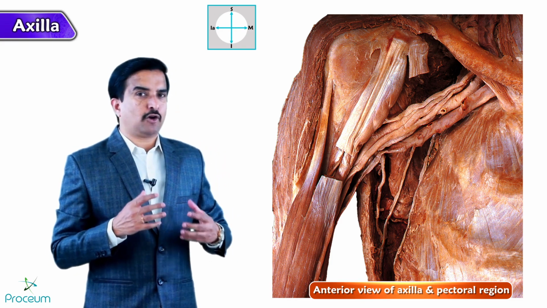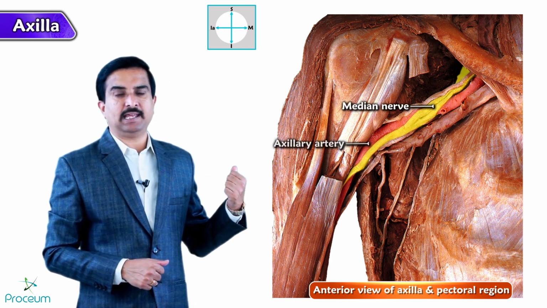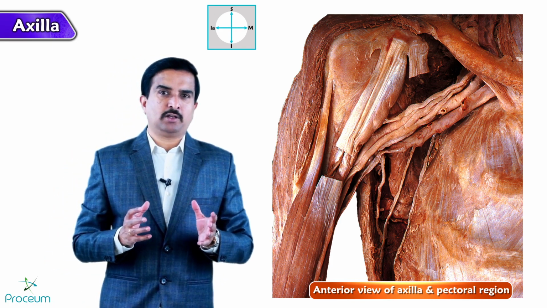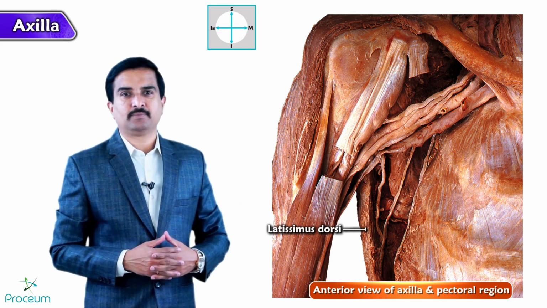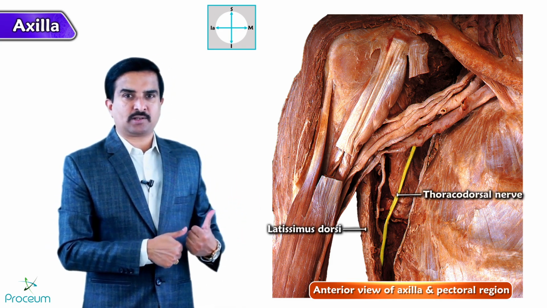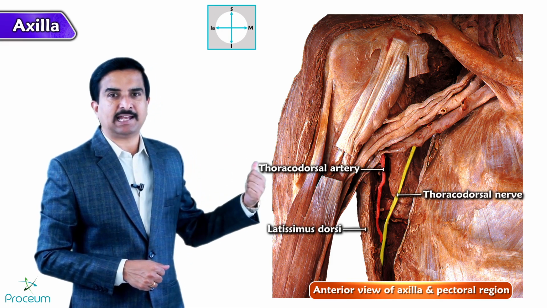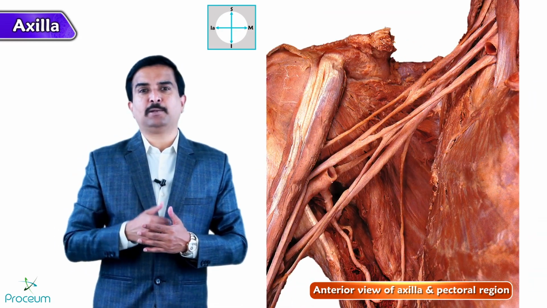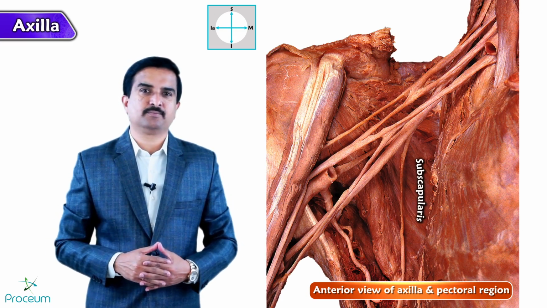Here the formation of the median nerve is clearly observed overlying the axillary artery. The muscle present on the posterior aspect is the latissimus dorsi, and the thoracodorsal nerve and artery are well seen supplying the latissimus dorsi over here. The muscle forming the posterior wall of the axilla is the subscapularis.